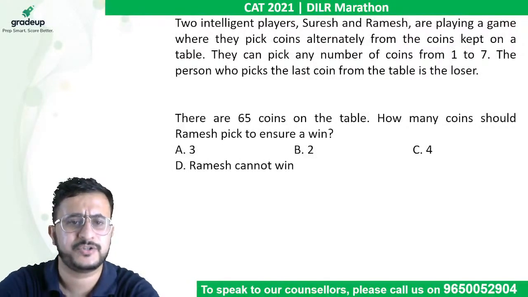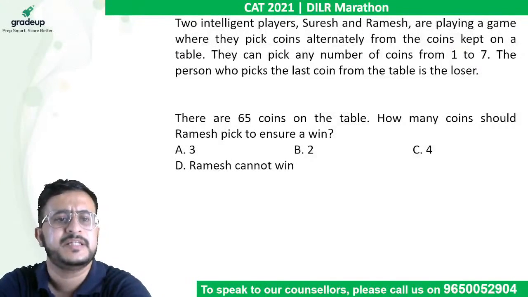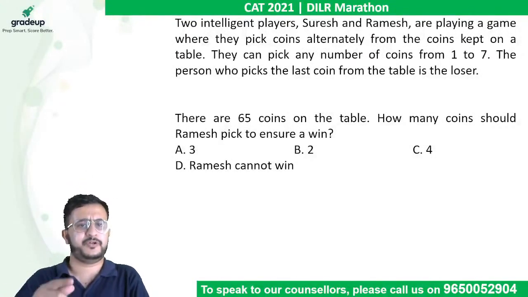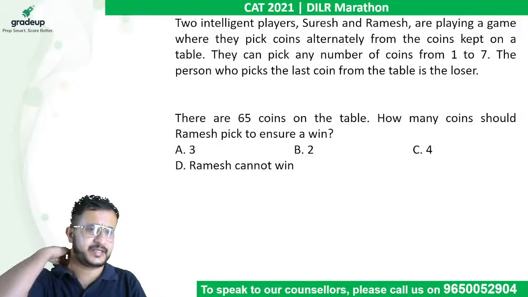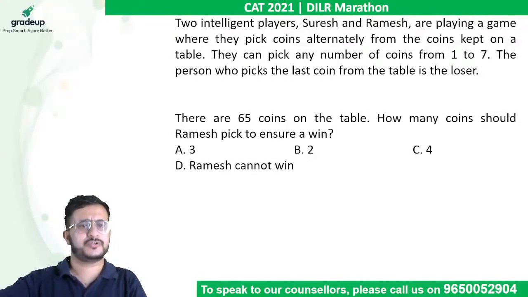But he has to win, right? So if you have to win, what will you do? You have to make the other person lose the game, right? So there are 50 coins. If you pick one, you know that 49 is a losing number, so when the next person's turn comes, he will lose the game, right?